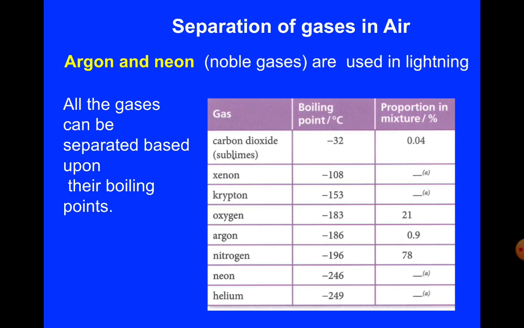Carbon dioxide has a boiling point of minus 32. Xenon minus 108. Let's look at oxygen already, minus 183. Nitrogen minus 196. Which process do you think we can use to separate the gases in air?